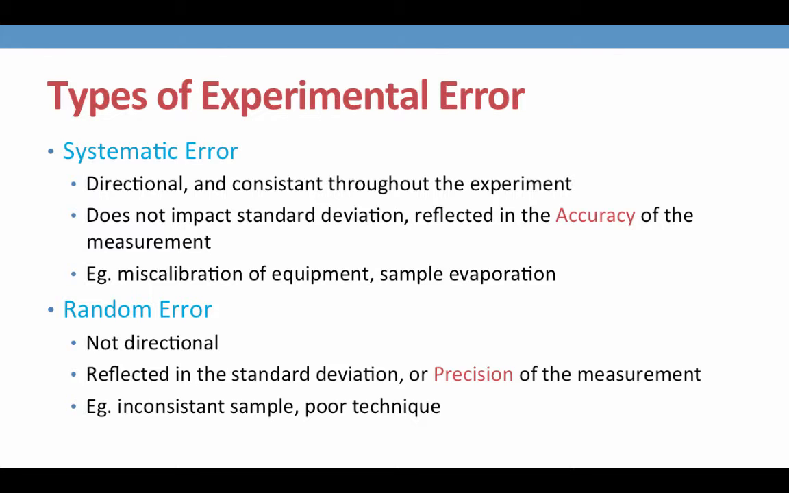If the random error is truly random, it will not be visible in the accuracy. You may get the exact percent water that your unknown should contain, but your standard deviation or precision could be quite large. Random errors often occur through an inconsistent sample, meaning a heterogeneous sample that was not mixed well, or from poor technique.